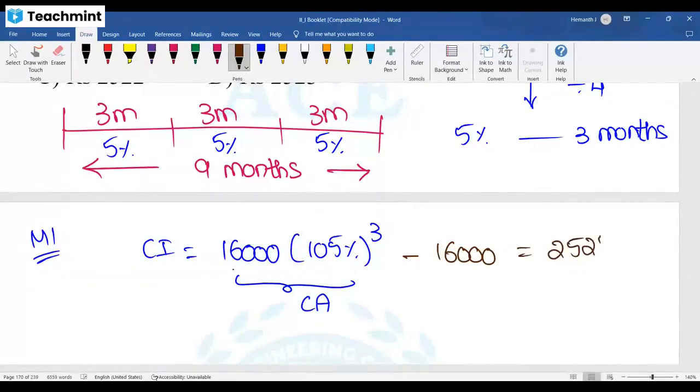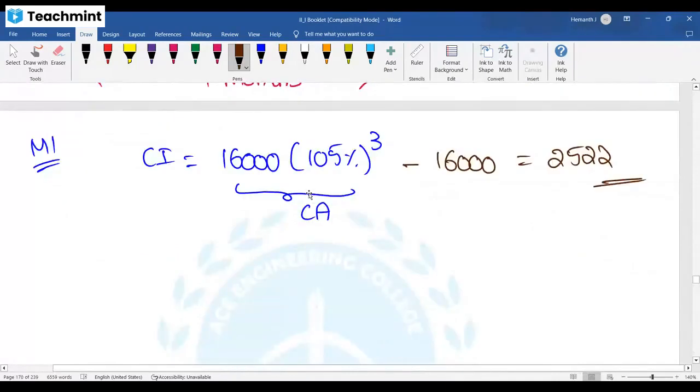Yes, this is the one you need to use when a calculator is allowed. Because 105%, that whole cube multiplying with 16,000, all those can be done if a calculator is there. Otherwise, it will definitely take time. What are the tricks you people know? Even if you are good in multiplication, it will definitely take some extra time.